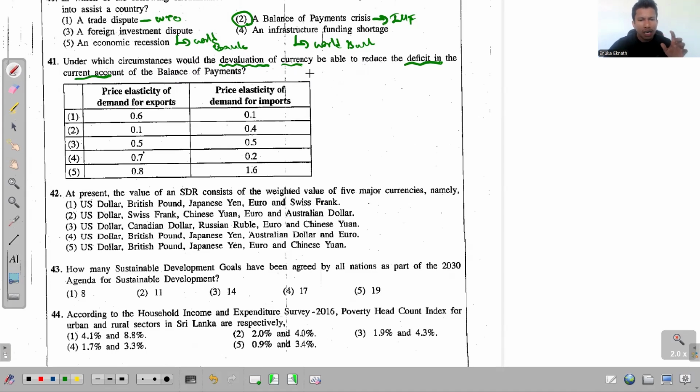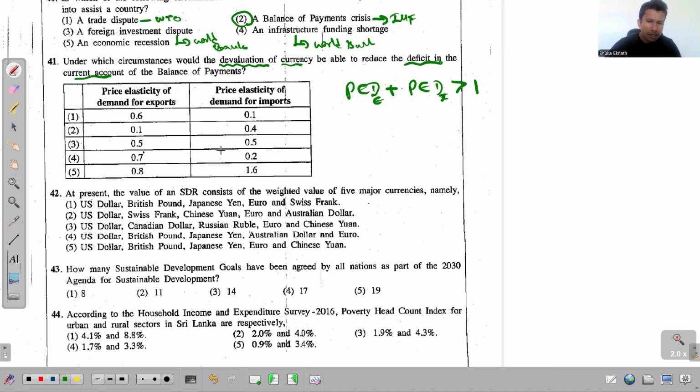So what is this Marshall-Lerner condition? According to the Marshall-Lerner condition, if the price elasticity of demand for exports plus the price elasticity of demand for imports, right? Price elasticity of demand for exports plus the price elasticity of demand for imports. If the sum is greater than 1, what will happen? Devaluation of domestic currency will definitely increase the export revenue and decrease the import expenditure, right?